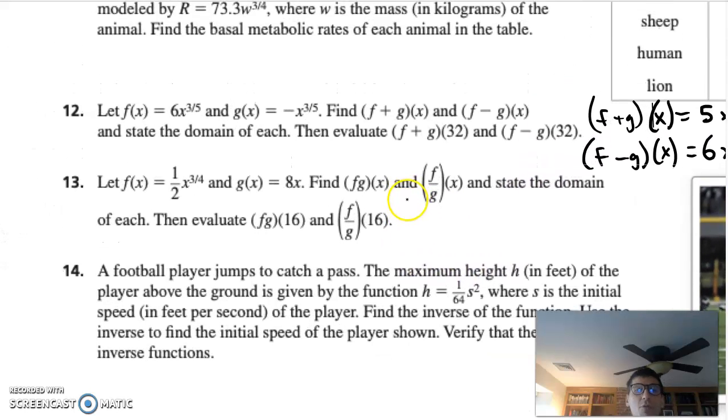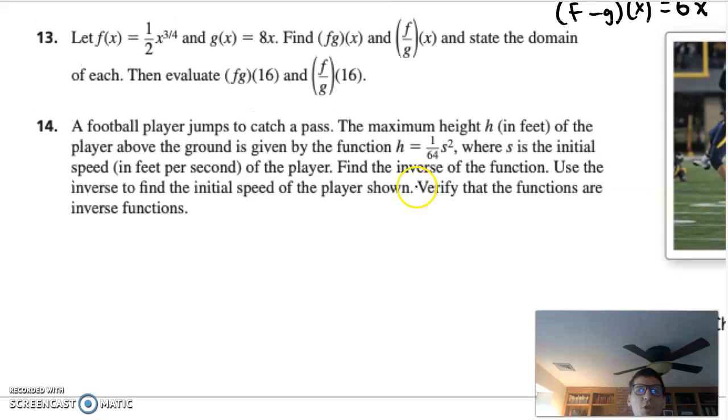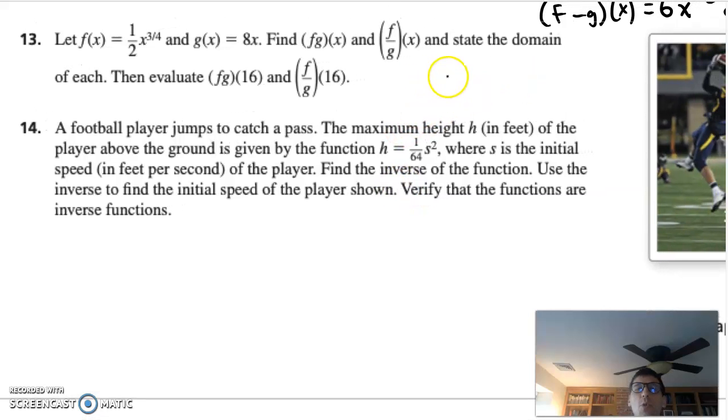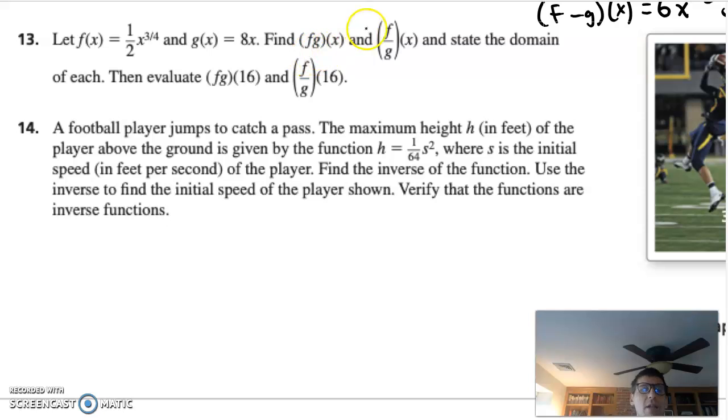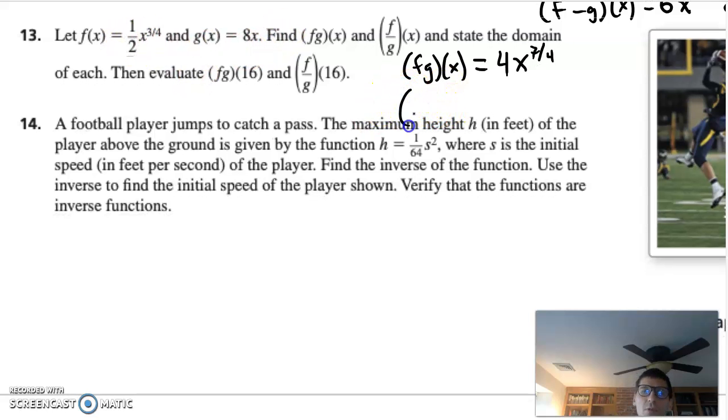Okay, now we're really cruising. Only 2 more questions. Let's do it. Ooh, the quotient and product. Okay, so now we gotta find fg of x. Well, check it out. Multiply these. Half and 8 give you 4. And x to the 3/4 times just a whole x. That'll be x to the 7/4. I'm just adding fractions, 4/4 plus 3/4. And then we could do the quotient.